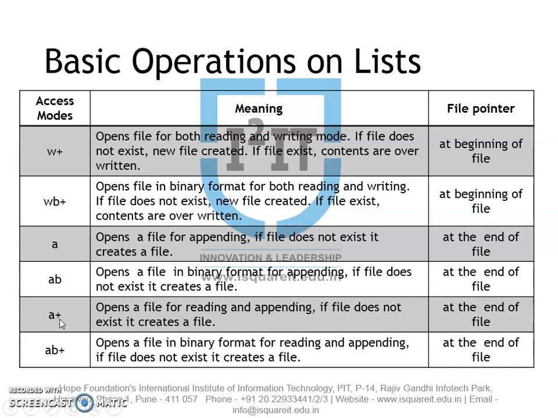If the access mode is a+, then it opens a file in reading and appending mode. And if file does not exist, then new file will be created. File pointer is again at the end of the file. Next access mode is ab+. This opens a file in binary format for reading and appending. And if file does not exist, then new file will be created. And this operation also starts from end of the file. So as operation is appending, it starts from end of the file. Otherwise, all other operations, it starts from beginning of the file.